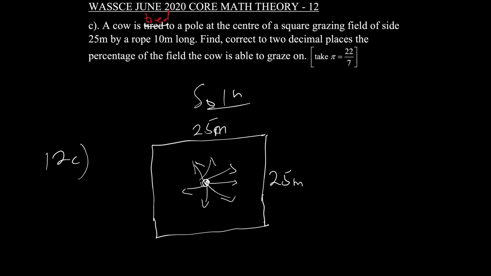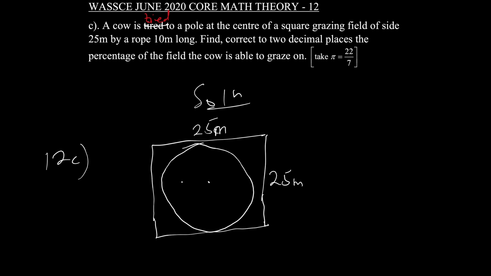So if we draw the grazing area, we will have a circle. If this is the center, we have this circle. From here to here is 10 meters, and that will be the grazing field of the cow. So we are being asked to find the percentage of the field the cow is able to graze on. So first we find the area of the field.